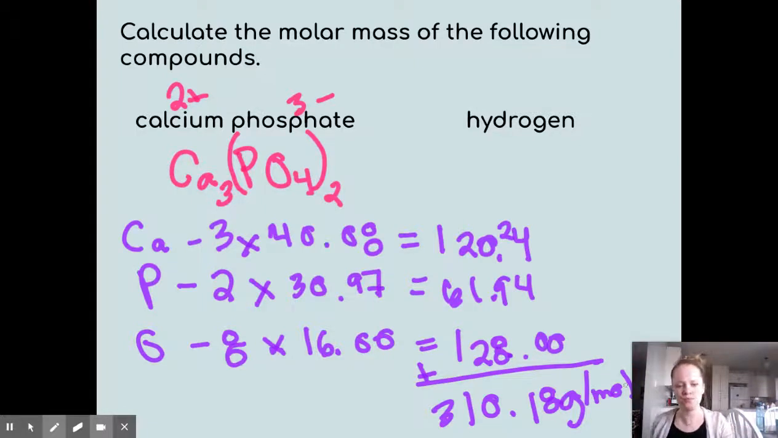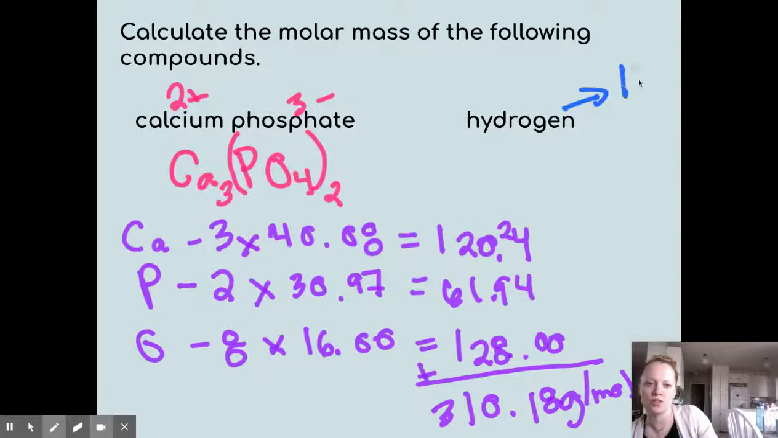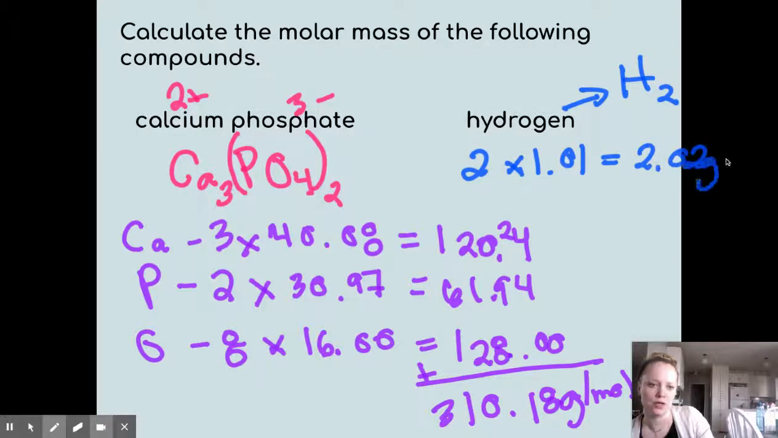Okay. So if we were to look at hydrogen, this one's actually a nice easy one. I should have enough room. Just be careful, right? We know hydrogen is not just H on its own. It's actually H2. So that means 2 times the atomic mass, which is 1.01, and hydrogen should be 2.02 grams per mole.